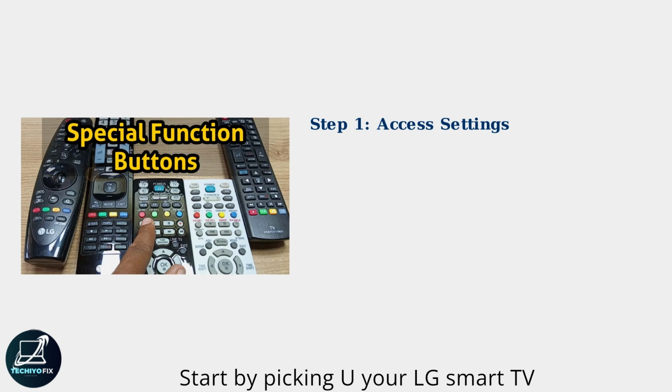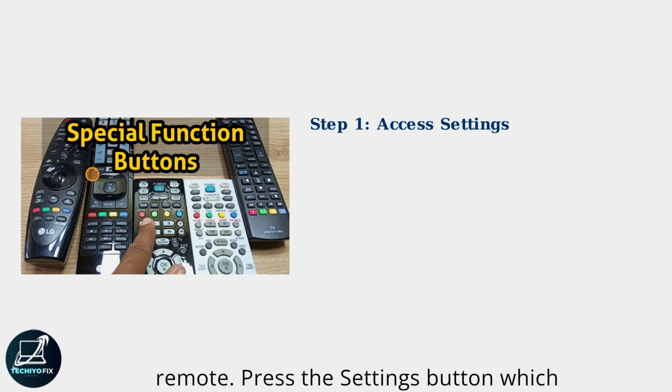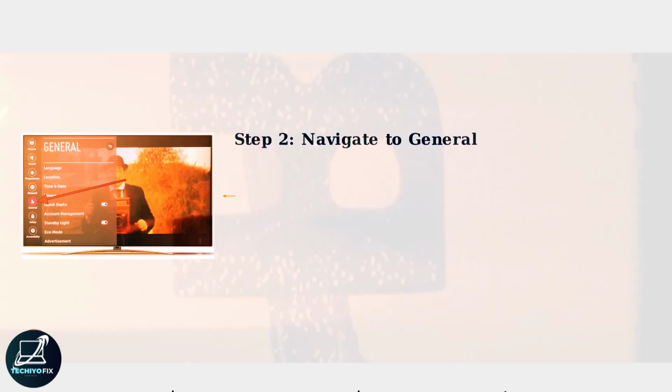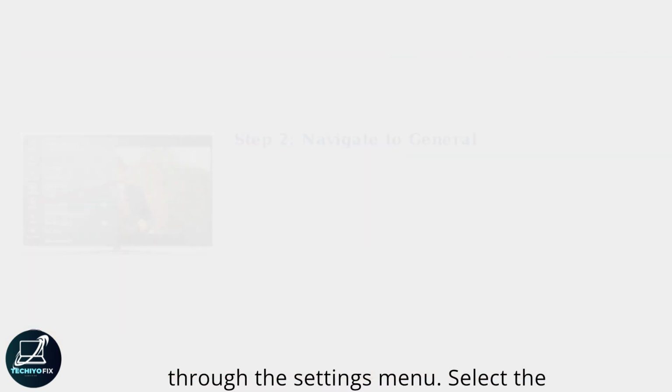Start by picking up your LG Smart TV remote. Press the Settings button, which looks like a gear icon. This will open the Settings menu on your TV screen. Use the remote's arrow buttons to navigate through the Settings menu. Select the General option, which is highlighted here.